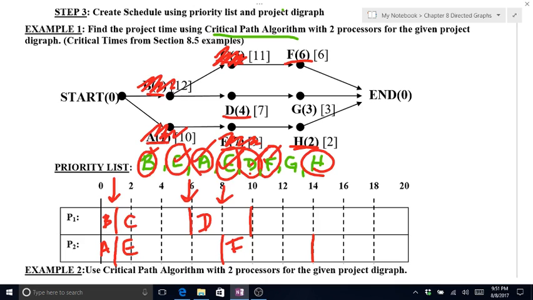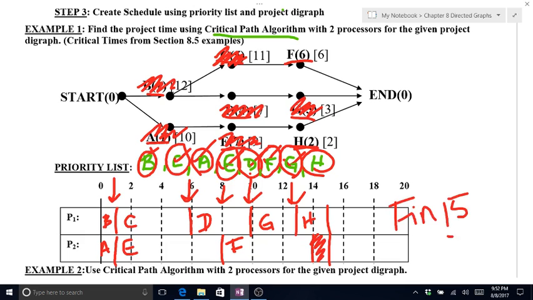At the end of 10 minutes, D is finished, which means G is eligible. According to my priority list, G should be done before H, and both of them are eligible, so G gets scheduled next. That takes me out to 13. G is done at 13 minutes. H is ready to go, so H gets scheduled. That takes me out to 15, which means we idle here. So I have a finishing time of 15 minutes.